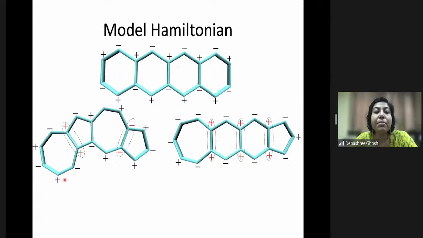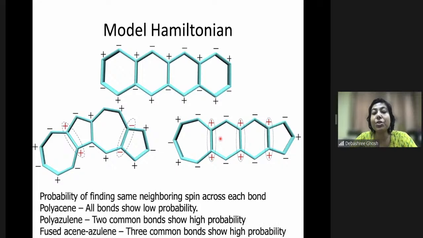However, when you have a fused polyazulene, you see there are spin frustrations here. So there are same spins which come and accumulate in a few of the common bonds, not all common bonds, but a few of the common bonds. And in the fused acene azulene, in fact, this effect is even more pronounced. There are many places where these common bonds are spin frustrated. So it's these spin frustrations which we propose are reducing the stability of the singlet state, and therefore the singlet triplet gap is decreasing.